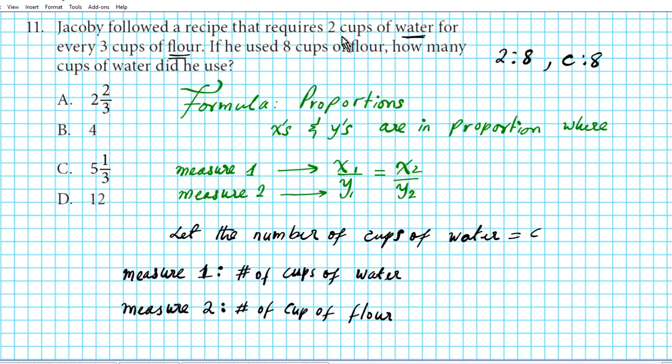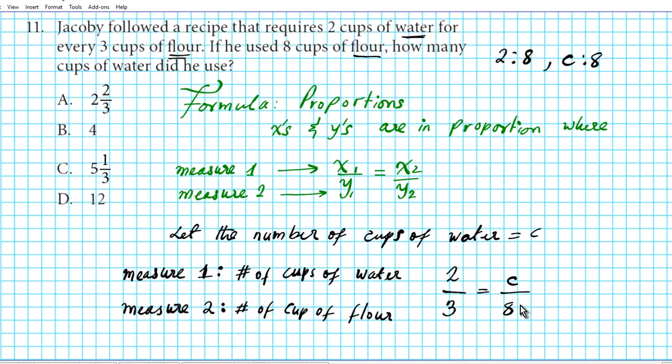So the first ratio, 2 cups of water, goes with 3 cups of flour. So 2 is for water, so it goes in the numerator, over 3 cups of flour. So 2 cups per 3 cups of flour equals, now we look at the second statement, 8 cups of water. Does that go in the numerator or the denominator? For the second pair, 8 cups goes with flour, so that goes in the denominator. Stating the units clearly helps you set up the problem. And then the unknown, the amount of cups of water used for 8 cups, we declared as C. We'll just put it in the numerator here.